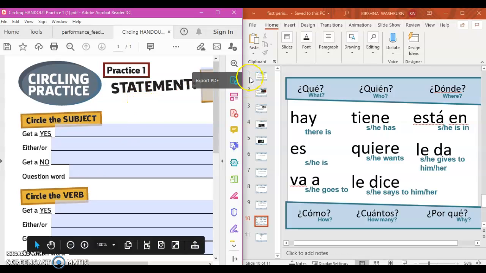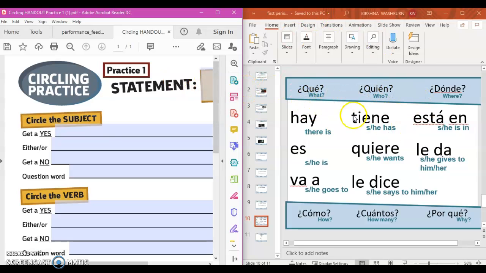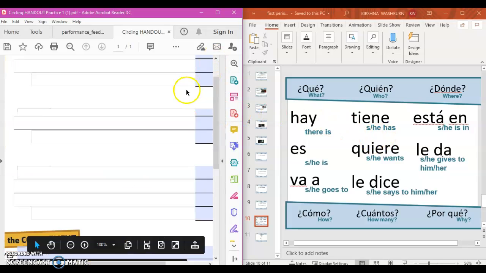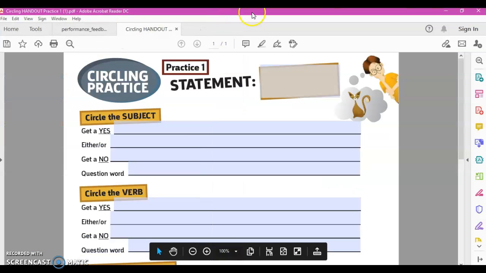All right, guys, so we are going to go ahead and we have two documents open at the same time. We have the circling handout practice open from the assignment today, and I also have my PowerPoint from the other day open too. This is just so I have a reference point over here. So what we're going to do is we have done this quite often before. Sorry, sometimes it gets a little crazy.